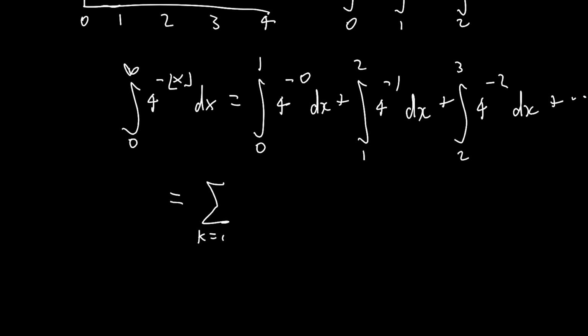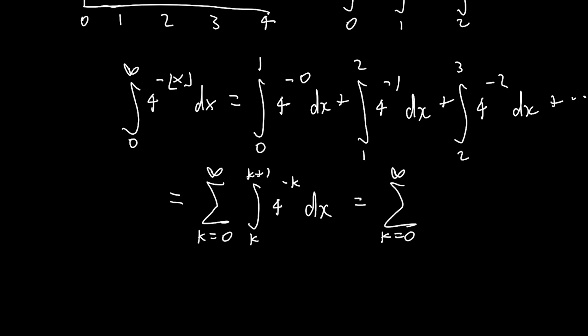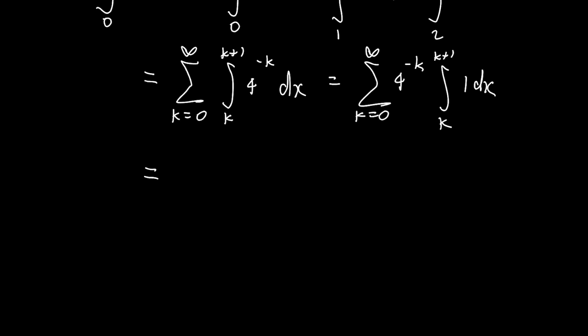So you can write this as the infinite sum from k equals 0 to infinity of the integral between k and k plus 1, and then the floor function is just going to be k, that lower bound. Now we notice that 4 to the minus k is just a constant with respect to x, so we can take that out of the integral. Now we just have the series k equals 0 to infinity of 4 to the minus k, and now we just have the integral between k and k plus 1 of 1 dx. And evaluating that integral is just 1 as well. So really, this isn't even an integral. It's just a series from k equals 0 to infinity of 4 to the minus k.